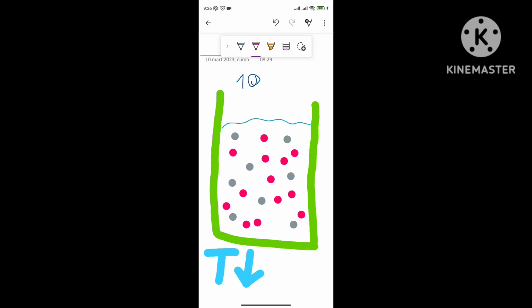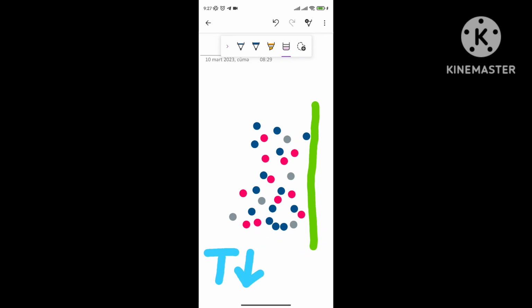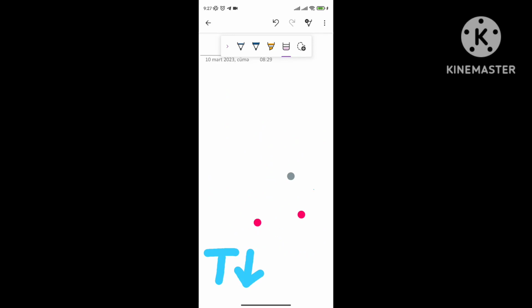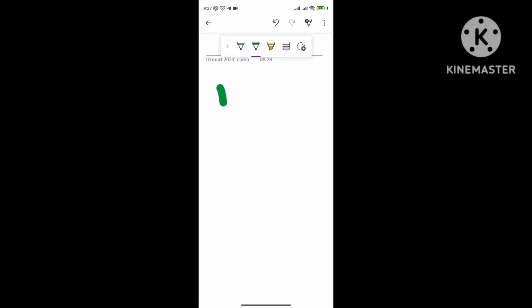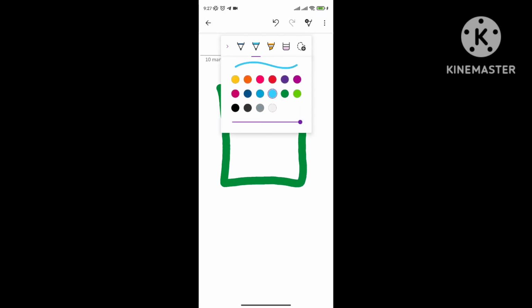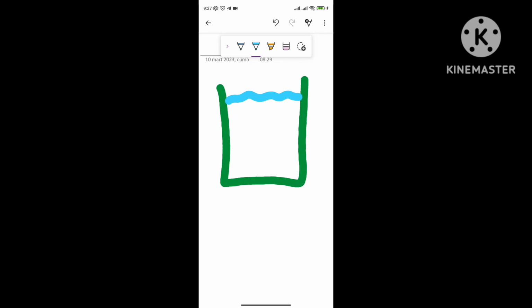So I will draw them with different colors. Every time when we decrease the temperature, we get even more crystals. So the amount that cannot be dissolved at this temperature starts recrystallizing, and we get a lot of crystals of such a substance. So when a solution has dissolved the maximum amount of the solute that it can dissolve, and it cannot dissolve anymore, such a solution is called a saturated solution.